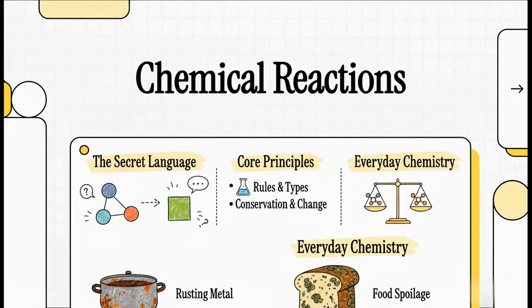Ever wonder how things just change? You know, how a log turns into ash, or how some gooey batter bakes into a fluffy cake? Well, it's not magic. It's actually a kind of secret language. And today, we're going to decode that hidden script that runs our entire world: chemical reactions.